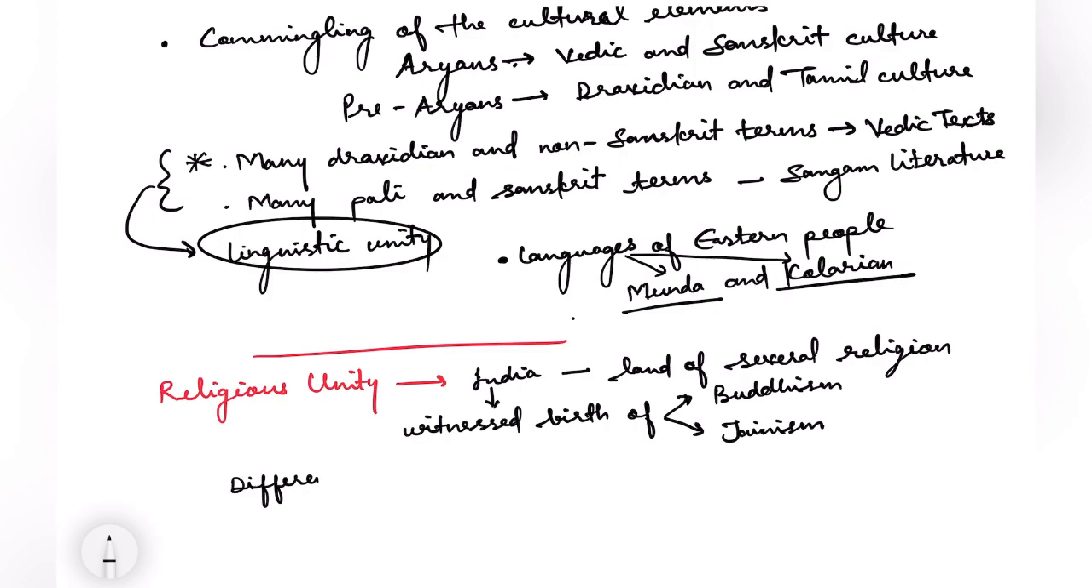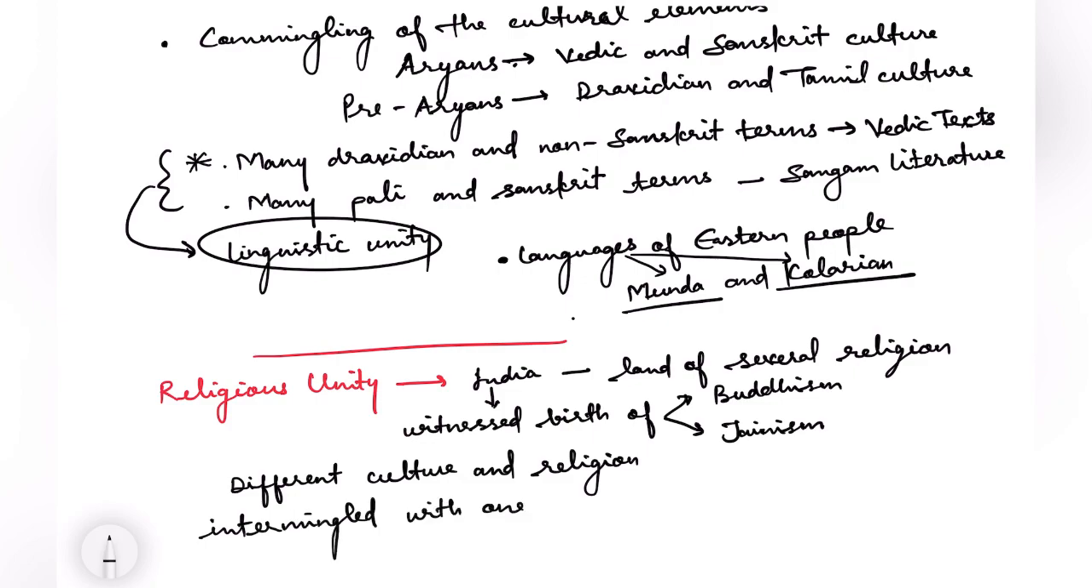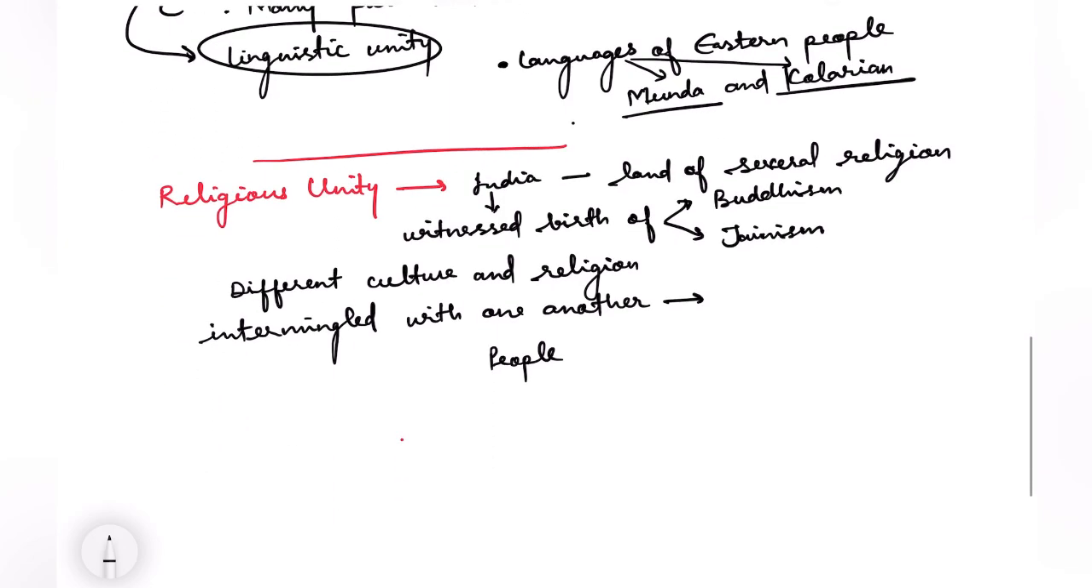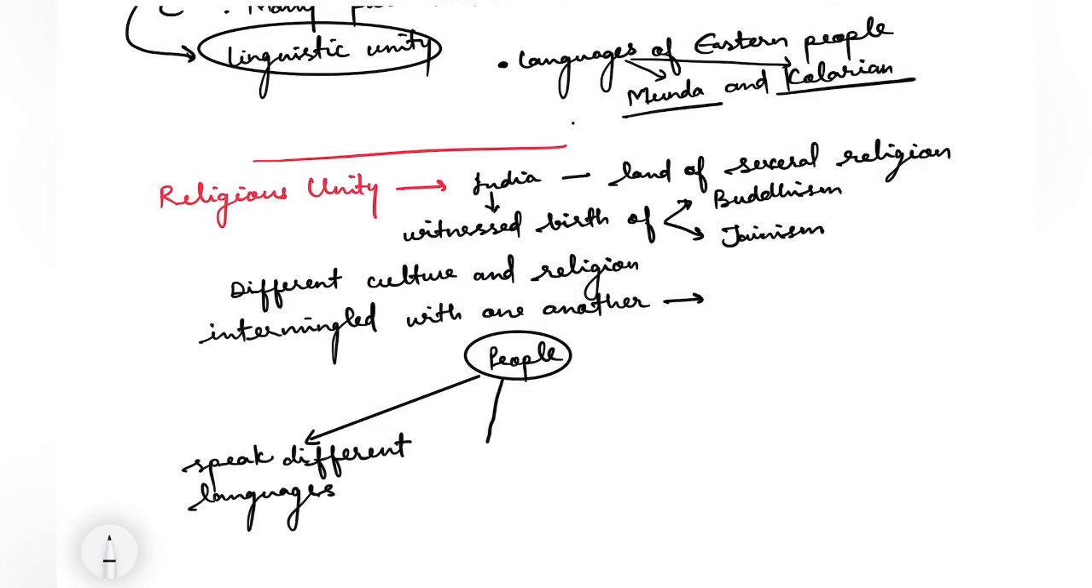So let me write about the religious unity here. India is the land of several religions, different cultures and religions intermingled with one another, and people of India, so we can just make a chart of it. Like people, they spoke different languages, practiced different religions, observed different customs, but followed a certain common style of life throughout the country. So this will be easy for us. After this, we are going to talk about geographical unity in India.